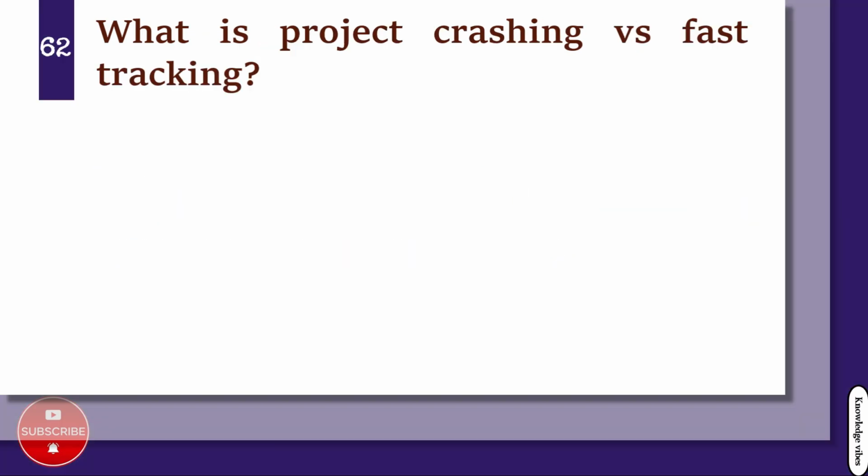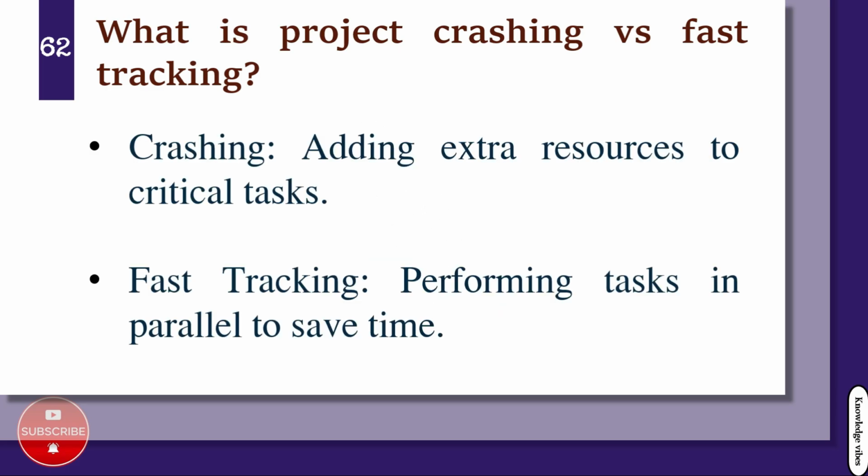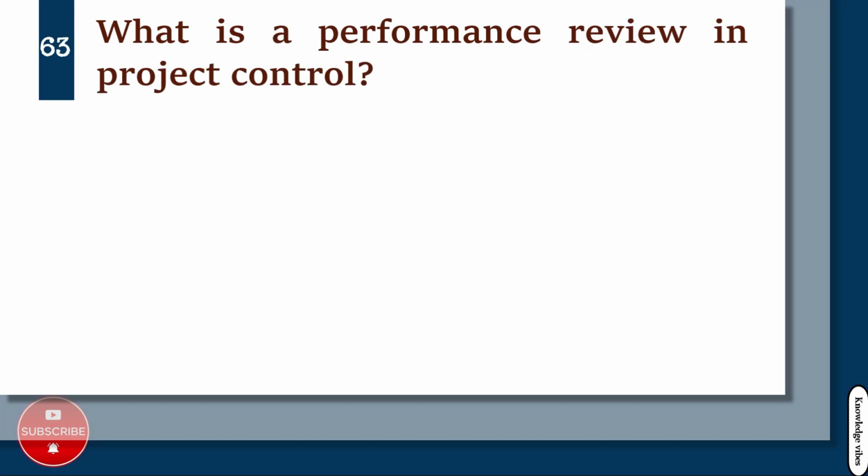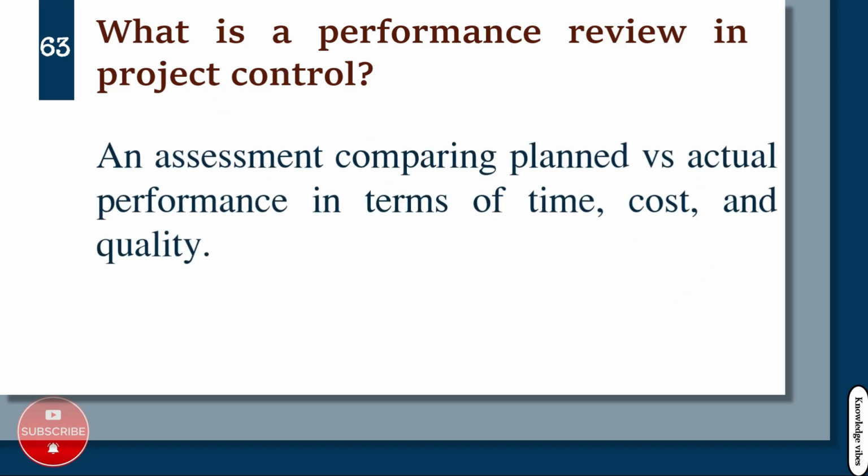What is project crashing vs fast tracking? Crashing, adding extra resources to critical tasks. Fast tracking, performing tasks in parallel to save time. What is a performance review in project control? An assessment comparing planned vs actual performance in terms of time, cost, and quality.